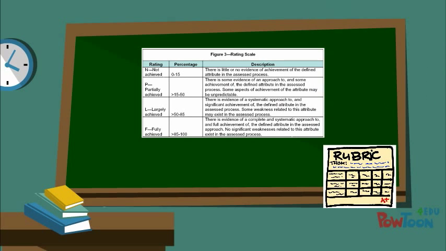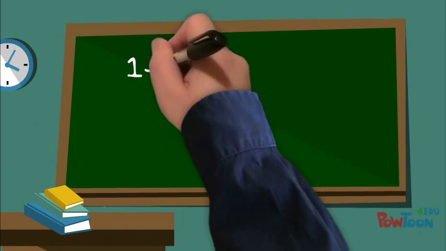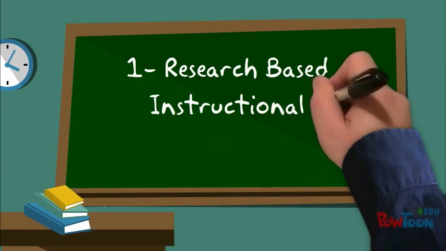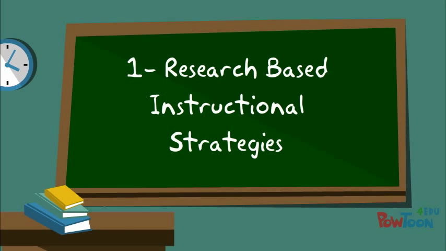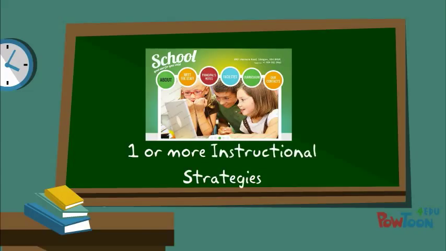rubric as a guide. The 6 criteria are: 1. Research-based instructional strategies. An educational website should have at least 1 or more instructional strategies to deliver information to the user to best facilitate learning and human development.